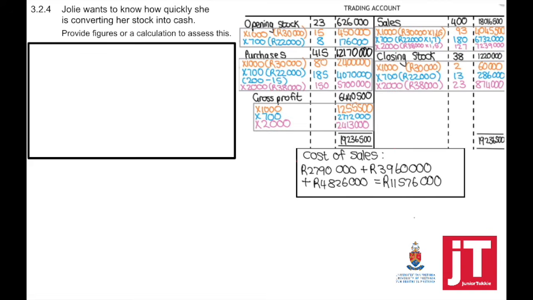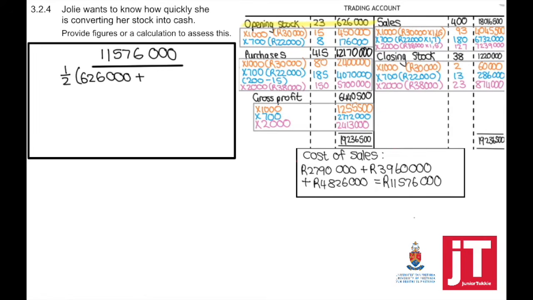Question number 3.2.4. Jolly wants to know how quickly she is converting her stock into cash. Provide figures or calculation to assess this. So here, have a look at how financial indicators is incorporated into inventories. How quickly she is converting her stock into cash means that we need to look at how many times per year do we need to change our stock.